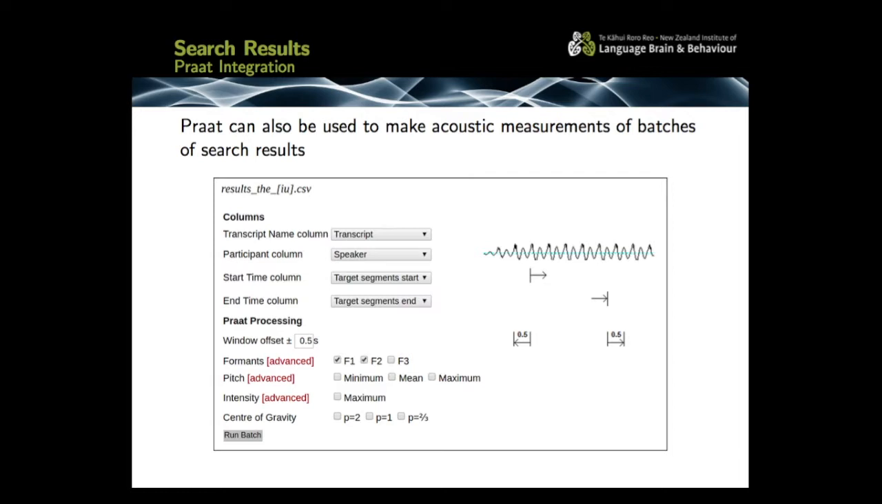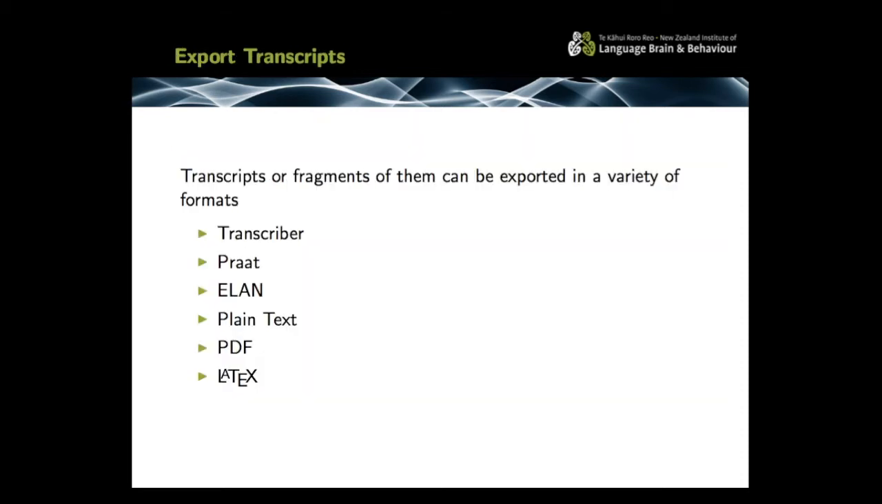In fact, if that CSV file includes phone alignment information, you can also feed it back into LaBB-CAT so that you can get acoustic measurements of all of the tokens in the CSV file, for example, formant measurements, pitch, intensity, and so forth. You can also export the transcripts or even parts of them out in different formats. For example, you might have uploaded Transcriber transcripts, but you can export them out as Praat TextGrids or as ELAN files, plain text files, and also PDF and LaTeX formats are supported.